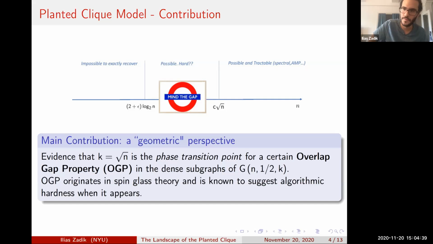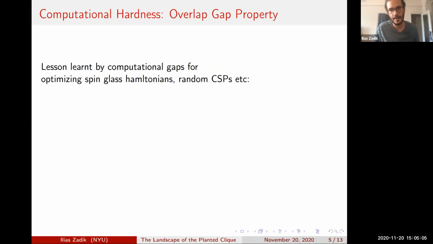And what is this overlap gap property? I'm going to define it, but it's a property that originates in spin-glass theory. It's known as a bad landscape property, if you want, that when it appears, it suggests algorithmic hardness in some way. So essentially, this provides evidence that this square root n may play a fundamental role here, that it's not a coincidence, at least from some point of view, that the algorithms break down at this point.